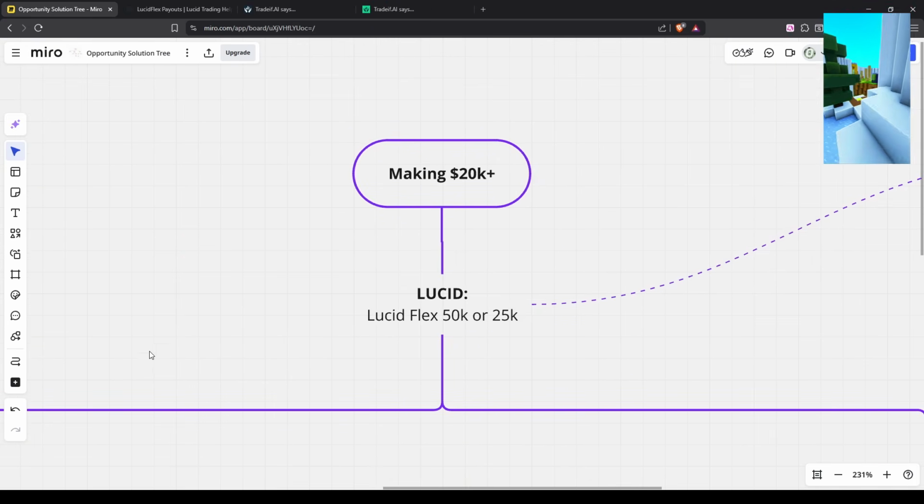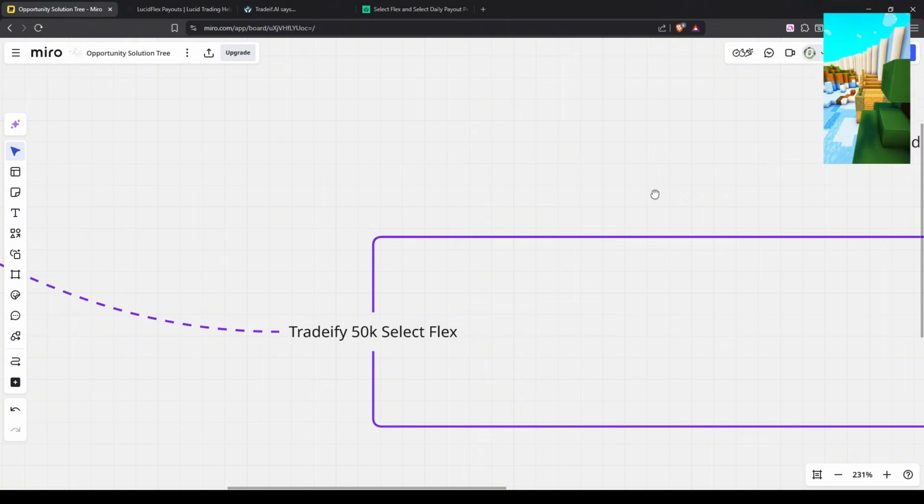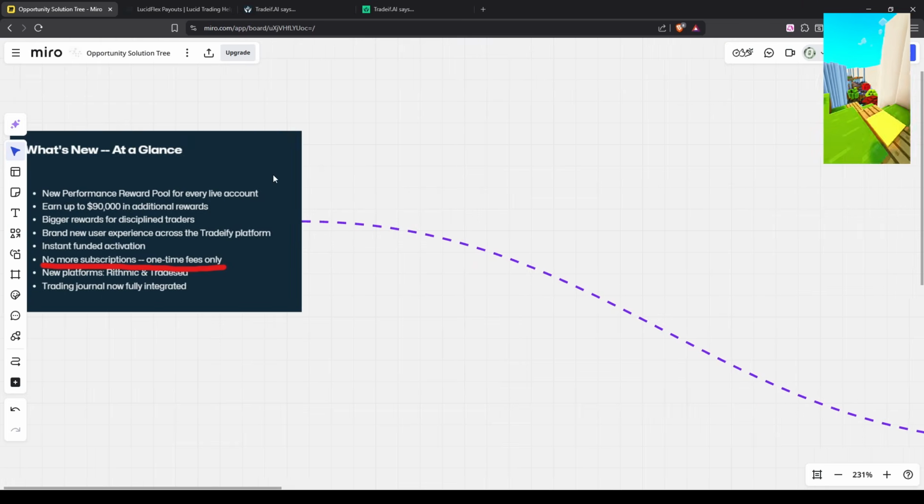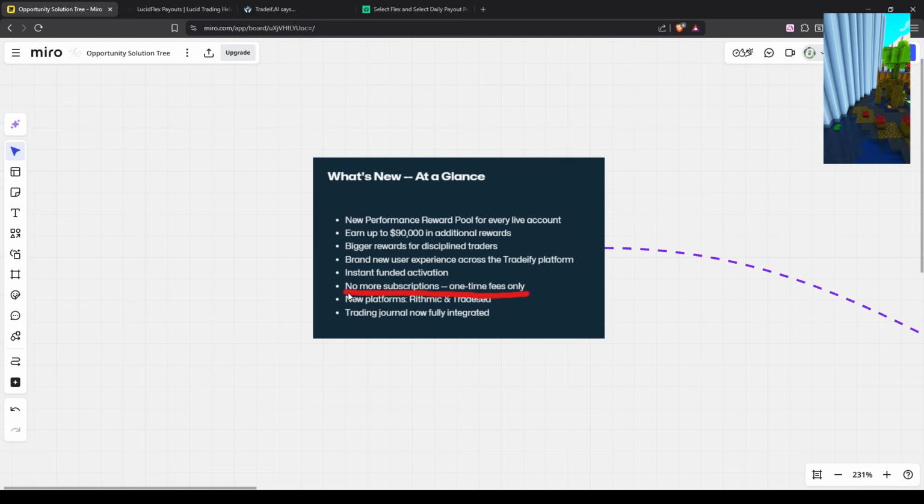Then you have two options: either Tradeify 50k Select Flex. They have an update which now shows that we have no subscription fees, the same as with Lucid. So Lucid's main advantage was having no time cap in order to pass an eval, and now the same is true for Tradeify. You can take as much time as you want in order to pass an eval.